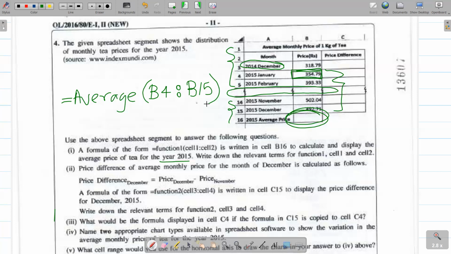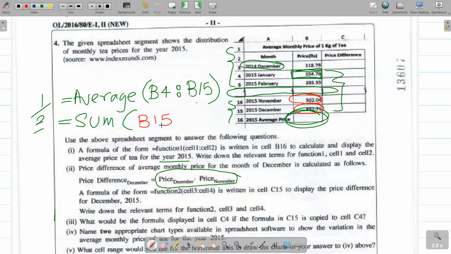It's been a little bit of a new thing. We are asked to represent a subtraction using a function. So we really don't know a name to do a subtraction, but we can do it using the sum function. So the second part can be written like this, equal sum. So the price of November should be subtracted from the price of December. The price of November is over here. This is the price of December. So we can write it like this.